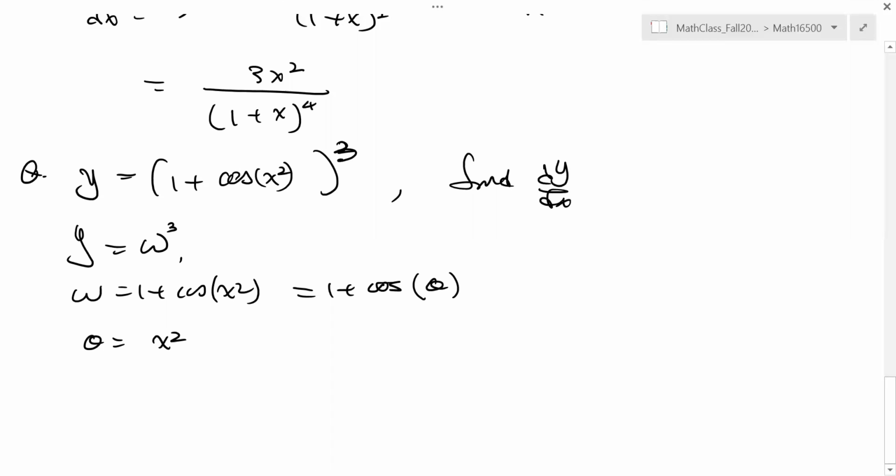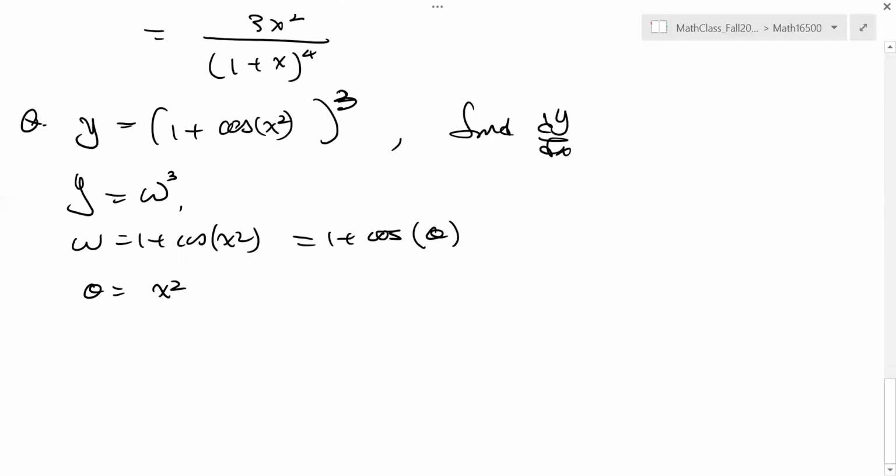Okay. So we introduce two quantities between y and x. Just because the dependence is very complicated, so we introduce two more, then we can go step by step to figure out the dependence of y on x. So y equals w cubed, w equals 1 plus cosine theta, theta equals x squared.